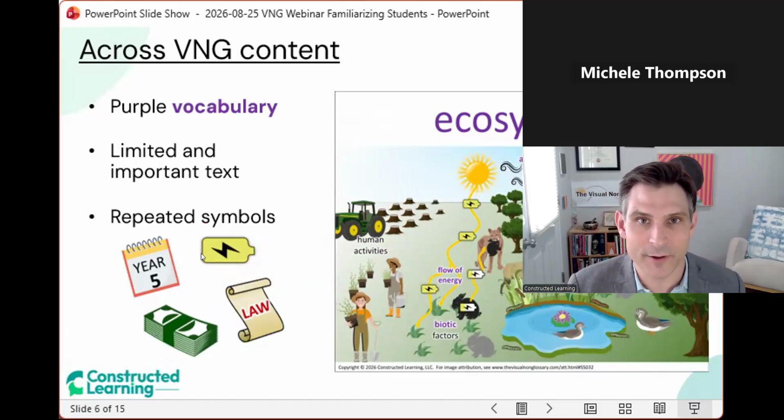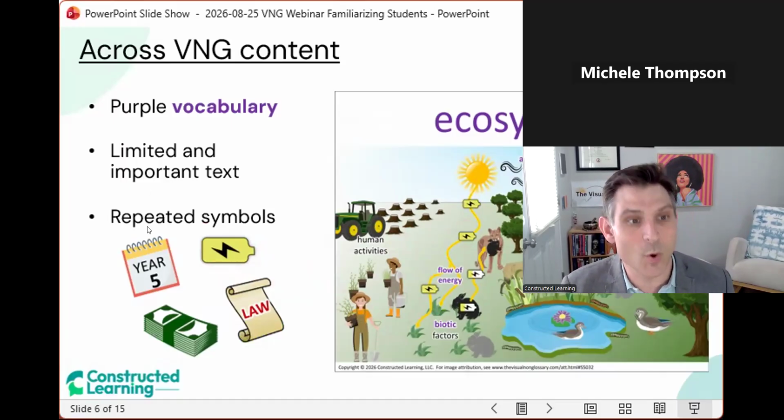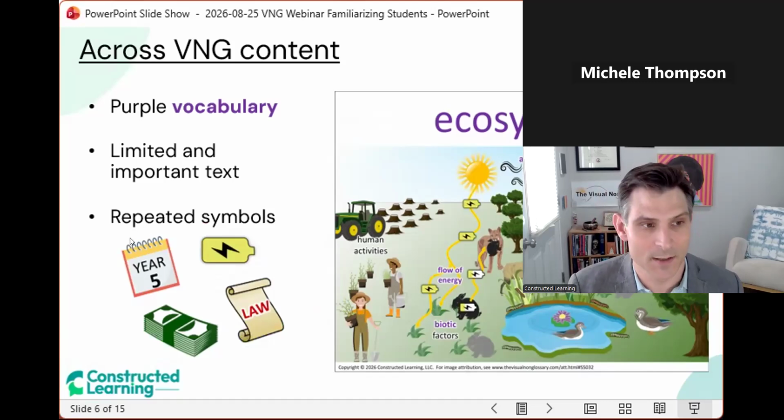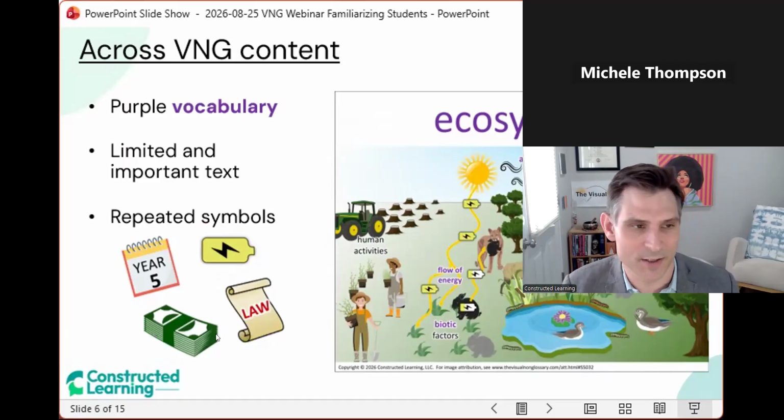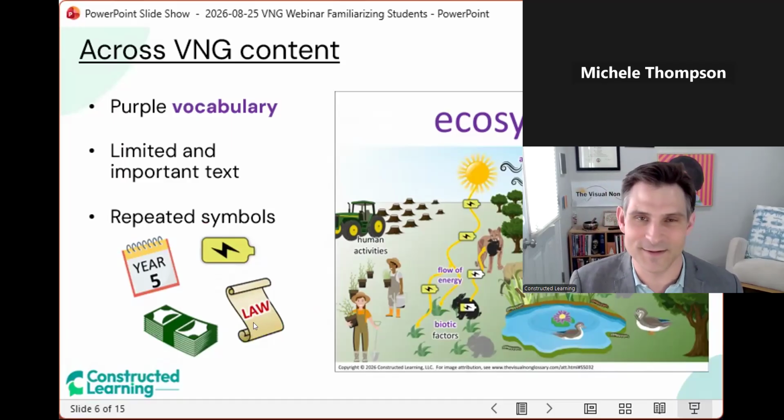In science, we also see calendars to depict the passing of time. And then in other subject areas, we see things like this cash symbol to represent money. And then in social studies, there's a lot of laws and acts, so we have this symbol a lot.